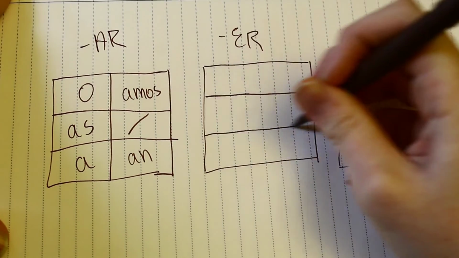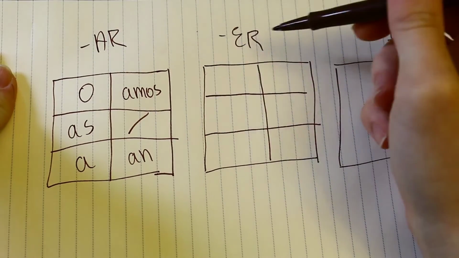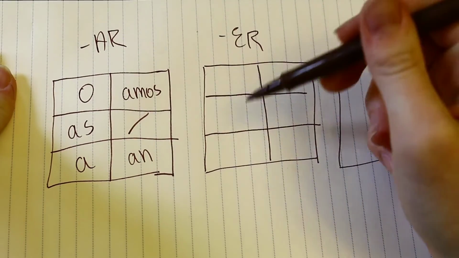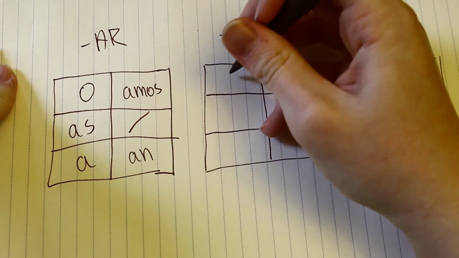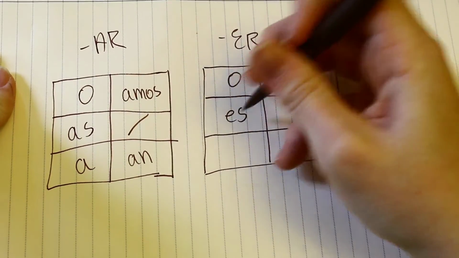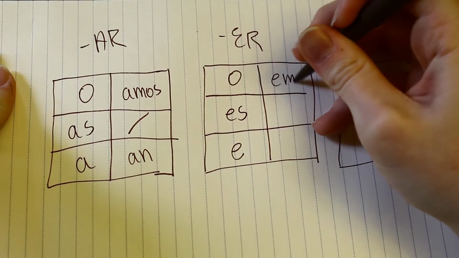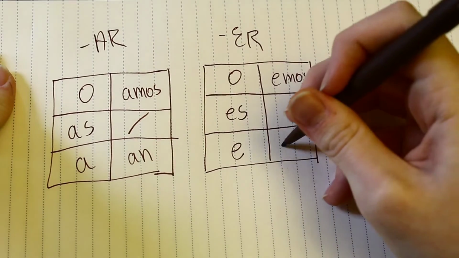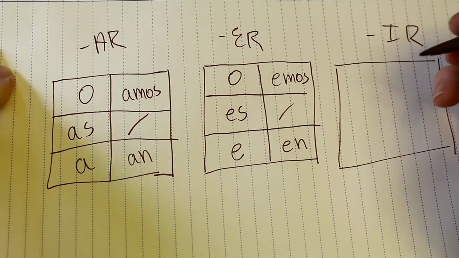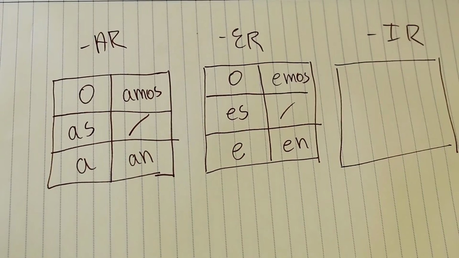ER actually follows a nice little pattern here, because instead of AR, it's ER, and so all of these A's change into E's. So we have O still, O is always O, but then instead of as, it's es. Instead of an a, it's an e. Instead of amos, it's emos. Instead of an, it's en. And we don't do the vosotros ending. So these are o, es, e, emos, and en.